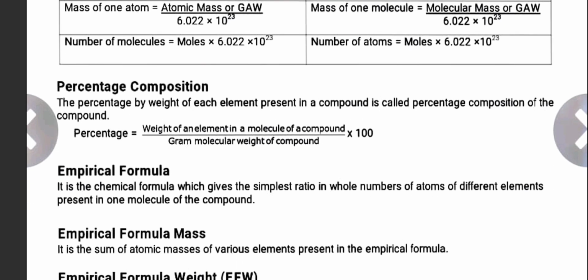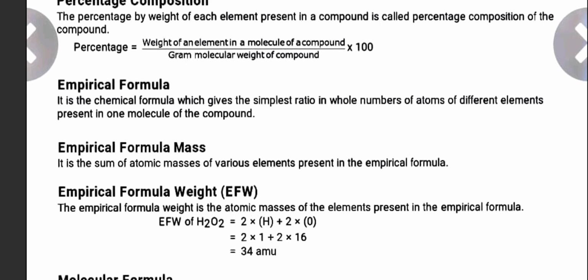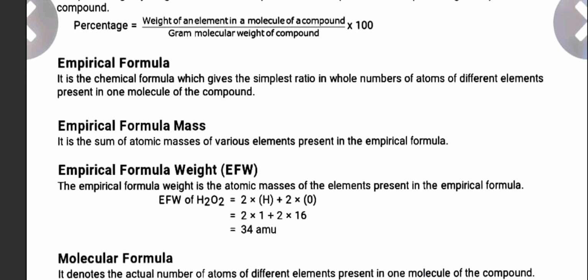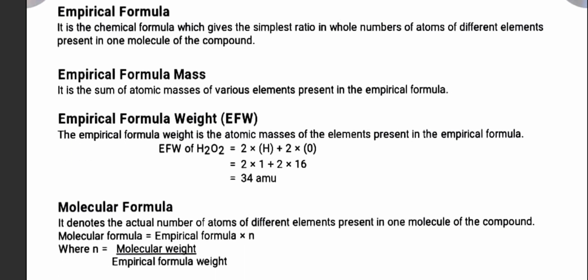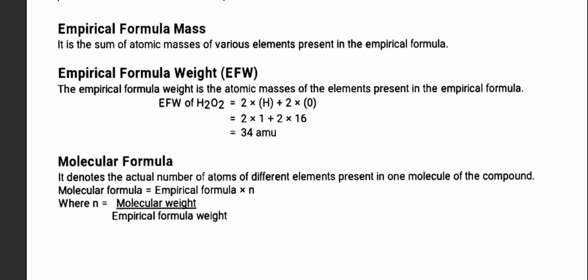Yeah, so now let's see the percentage composition. Percentage is equal to the weight of an element in a molecule or compound, into 100, upon the gram molecular weight of the compound. Empirical formula we all know, we have done this in ninth standard. Now empirical formula mass is the sum of the atomic masses of the various elements present in the empirical formula. So empirical formula weight, EFW of H2O2, is equal to 2 into H plus 2 into O. So 2 into 1 plus 2 into 16 is equal to 34 mu.